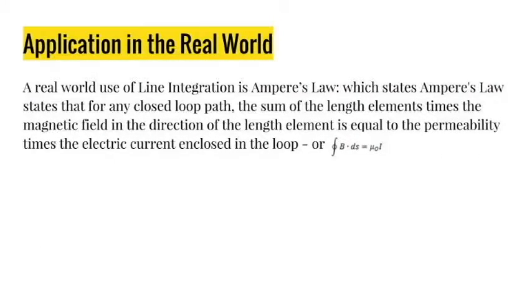A real-world use of line integration is Ampere's law, which states that for any closed-loop path, the sum of length elements times the magnetic field in the same direction is equal to the permeability times the electric current enclosed in the loop, or simply this.